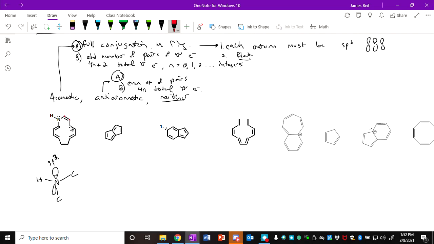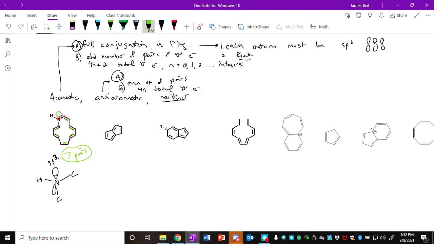Every carbon here is sp2 because it's part of a double bond. And the nitrogen could be sp2. That could fully conjugate the ring. It could be flat as long as it has the right number of pi electrons. So let's count them. 1 pair, 2, 3, 4, 5, 6. That's an even number of pairs. So if I include the nitrogen's lone pair, that's 7 pairs. And that is exactly what we need for it to be aromatic. An odd number of electron pairs.